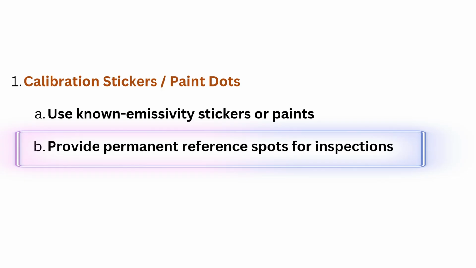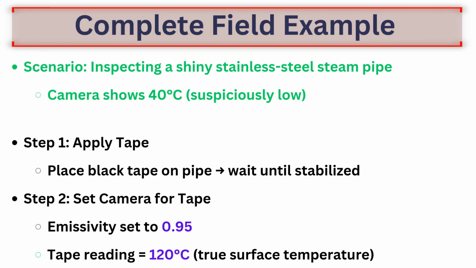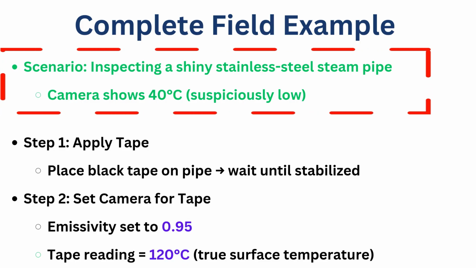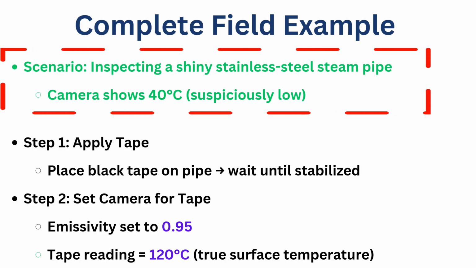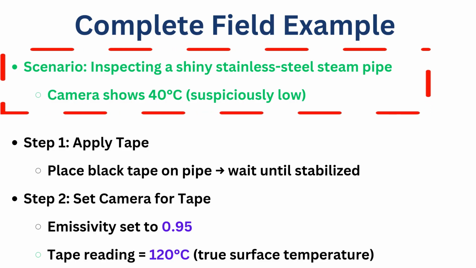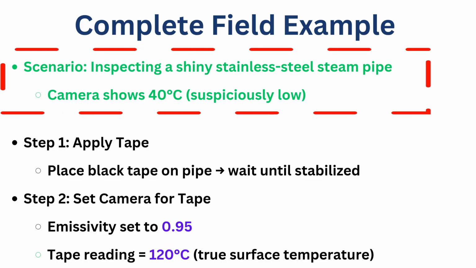To make it more clear, let's discuss a real-time example. Let's say we are inspecting a stainless steel pipe, and this pipe is carrying some hot material, or you can say hot steam or hot gases. Let's say I have taken out my camera, and it's showing me a temperature of, let's say, 40 degrees Celsius or 50 degrees Celsius. Since we know that the gases carried by this pipe are hot, definitely the temperature can't be so low, right? That is, 40 or 50 degrees.